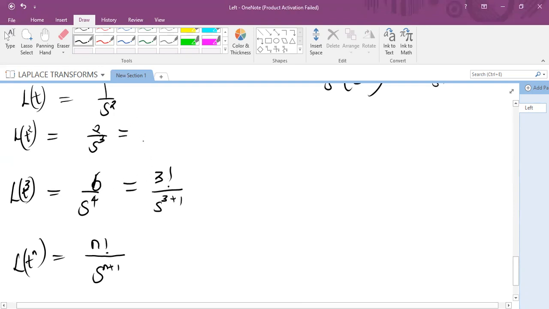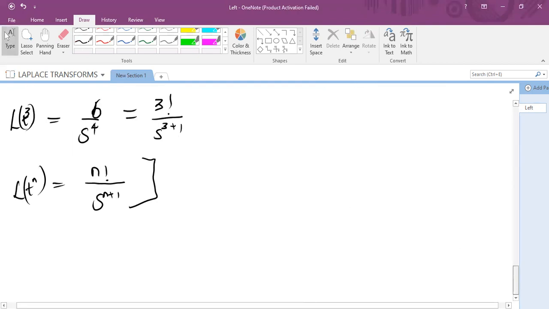If we were to use it to get this one, our n here is 2, so we will have 2 factorial over s^(2+1), and that also gives us the answer. And finally, if our n is 1, then 1 factorial over s^(1+1) will obviously give us that. So basically, the Laplace transform of t raised to power n is that. Okay, very fast.